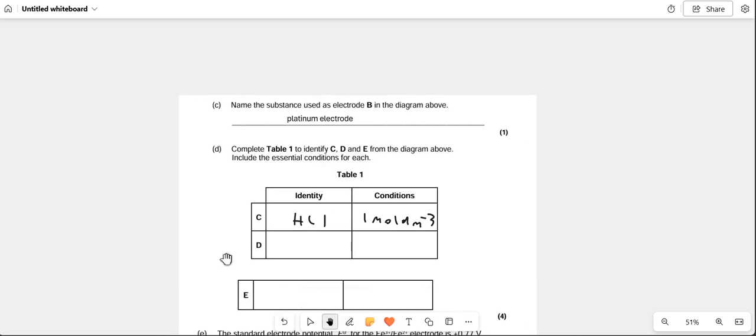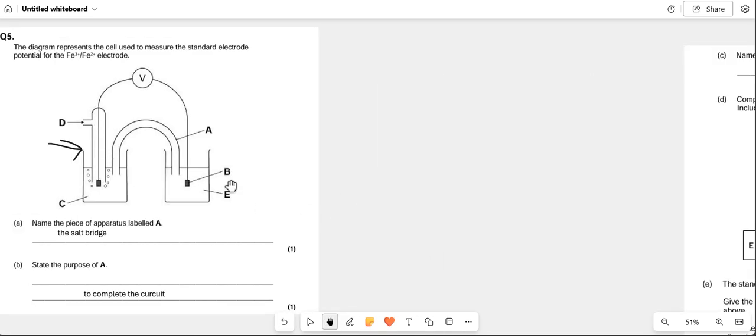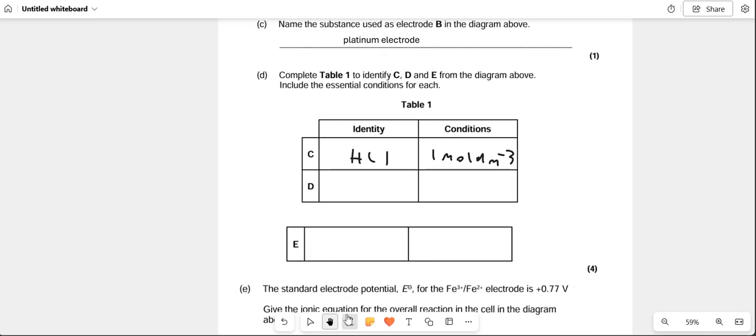Alright, D. Let's look at D. D is the gas that's been bubbled in. Obviously, that's hydrogen gas, so that's H2 gas. And the gas needs to be at 100 kilopascal. That's the condition.